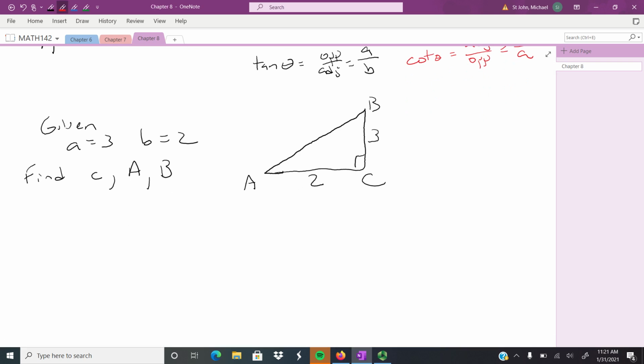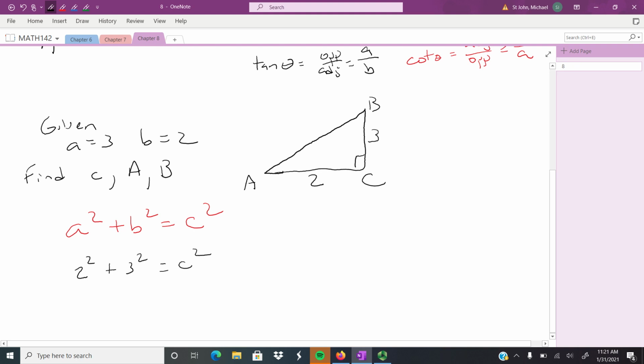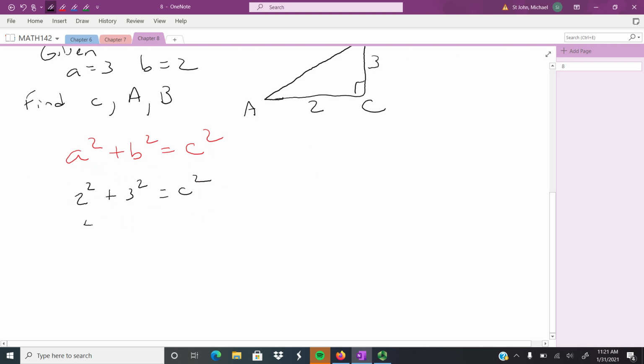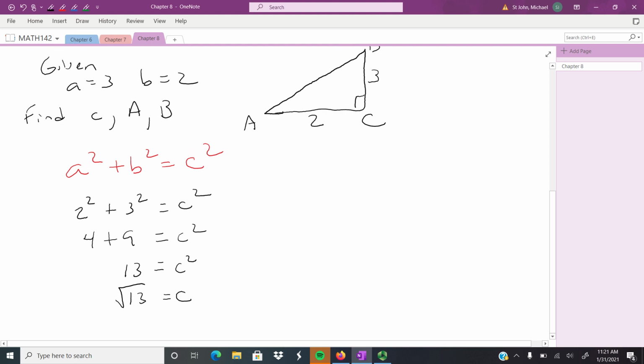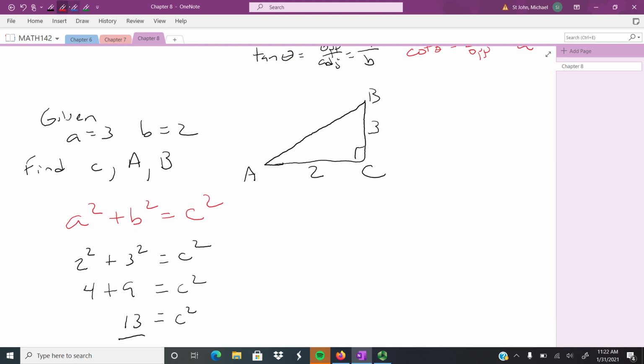Let's first find our hypotenuse. Everybody should hopefully remember this: A squared plus B squared equals C squared. So the good old Pythagorean theorem. And so you'd have 2 squared plus 3 squared equals C squared. So 4 plus 9. So C squared equals 13. So C is going to be the square root of 13. Right? So we know what C is now. So let me put that on my triangle.